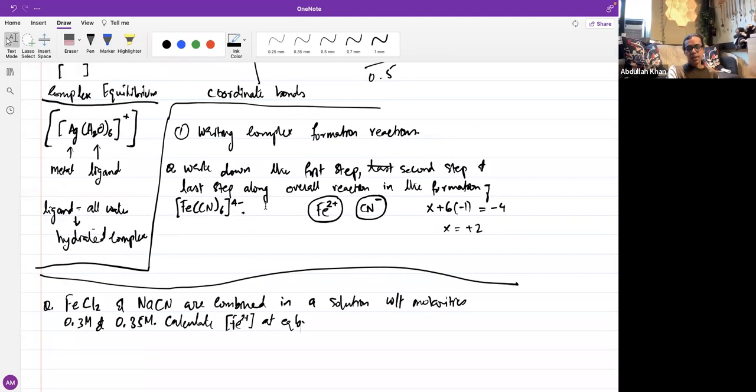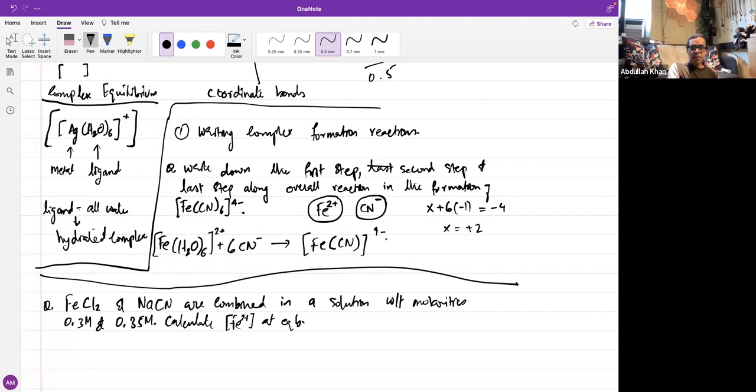Oh, I forgot. In the last question, what is the overall reaction? The overall reaction is very simple. You do it all at once. You start with all hydrated, which is 2 plus. You've got 6 water molecules. You want to replace them with 6 cyanides, so that all the water molecules get kicked out. Like so. And so this is the overall. Oh, 6 water molecules. And there should be a 6 there. Overall, you simply get by adding up all the individual reactions, and this is what you would get. Pretty sensible.